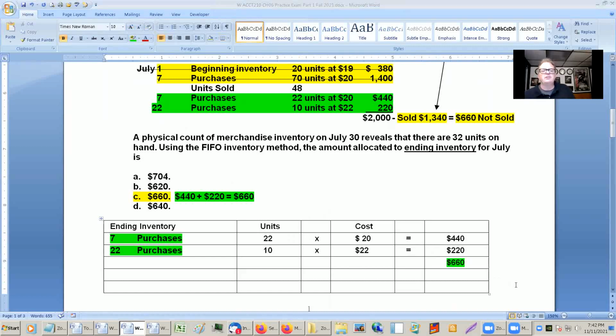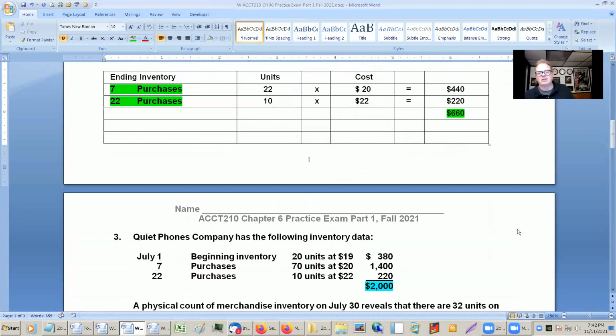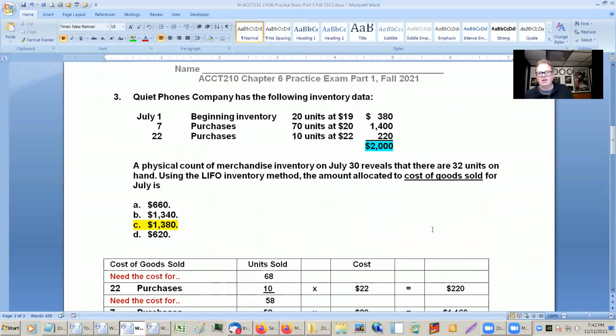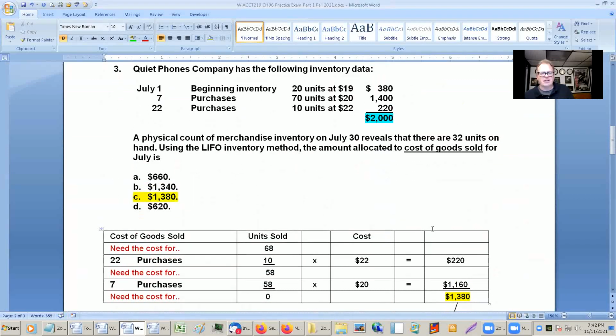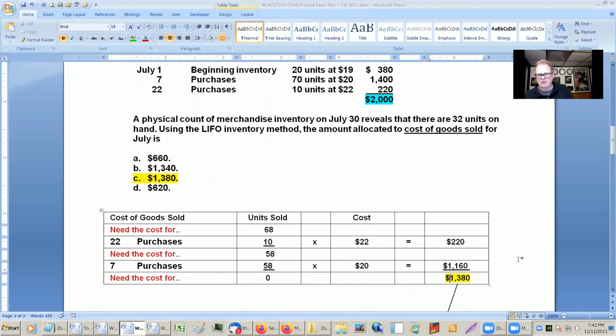Oh, 660. How come nobody picked that one? Wait a minute, wait. No, number 2 is right. Number 2 is right. C. Yeah, yay. 3 is C. Looks like you guys all got that one. Okay, so C is 1380.